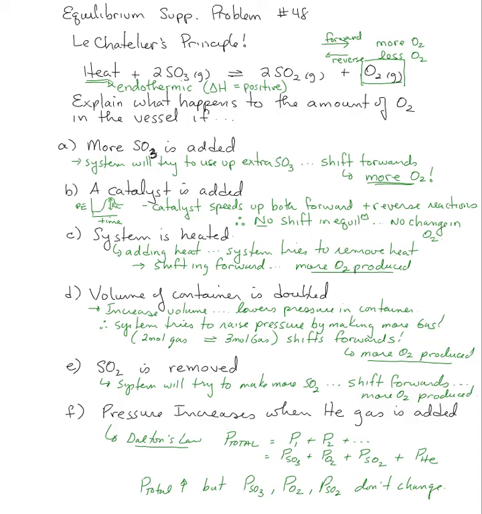Okay, so for example, if the pressure before adding helium had been 1 atmosphere, and we added, say, another atmosphere of pressure of helium gas, then Dalton's law says the total pressure would now be 2 atmospheres. The original 1 atmosphere plus the extra 1 atmosphere of helium would now be 2 atmospheres. But notice that the pressure went up because of the extra 1 atmosphere. The original pressure, 1 atmosphere of SO3, O2, and SO2, doesn't change.